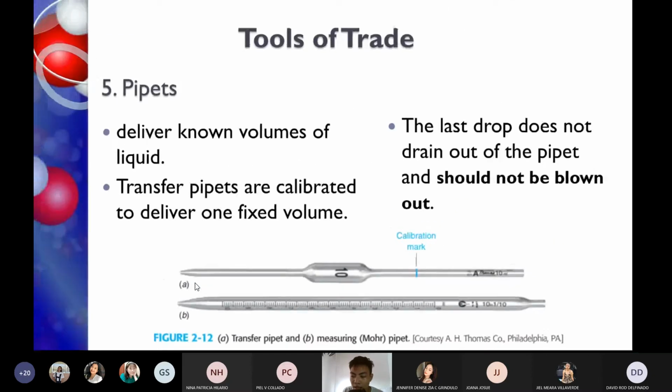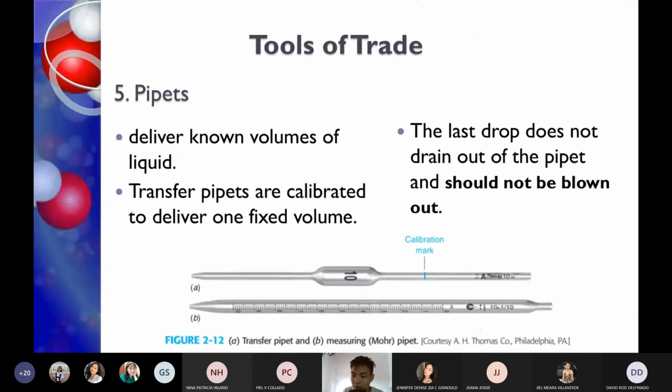So, ganun. And, ito yung kailangan natin i-keep in mind that the last drop should not be blown out, no? Hindi dapat siya binubuga. Kasi, yung instrument na yan, yung last na patak niya, yun yung 10 ml. Pero kapag may natira sa loob, wag nyo siya i-blow. Okay? So, yan. So, ganun lang. Wag i-blow palabas yung mga matitira sa container.